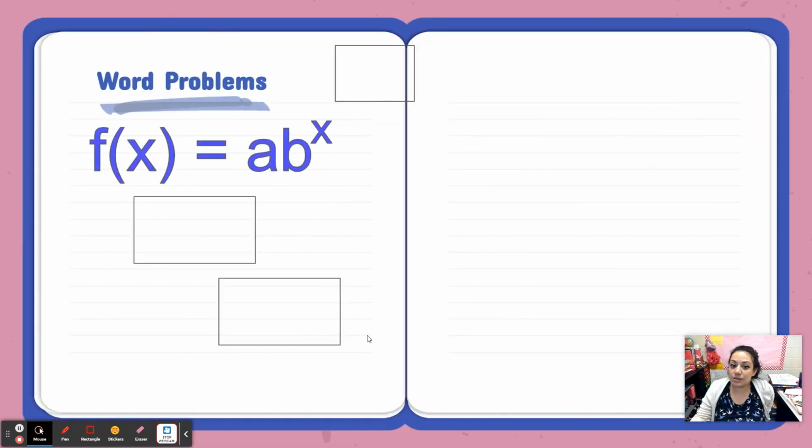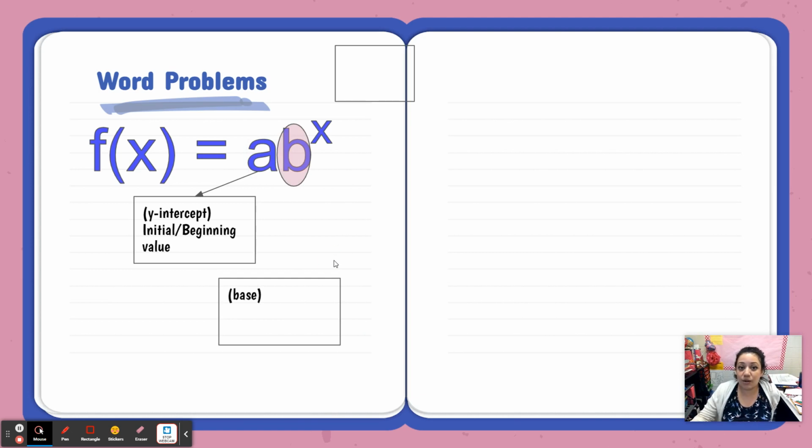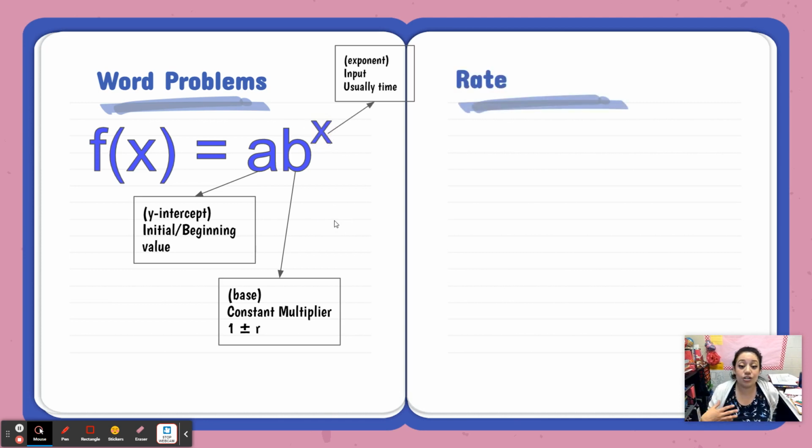So here's the exponential function equation, where again A is the y-intercept. In word problems, this is your initial value, the beginning of wherever your situation is starting, your scenario. B, we've discussed, is the base. In word problems, this is your constant multiplier. In other words, we're adding the rate to 1 or we're taking the rate away from 1, the rate that they give us. And lastly, we know that x is our exponent or the input, and it's usually time when we're dealing with word problems.